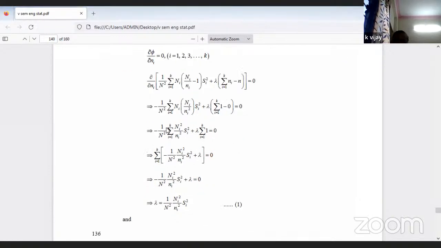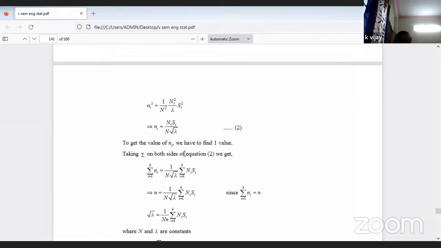So therefore, 1 by n square summation of i equal to 1 to k, ni minus n square s square. So 1 by n square summation of i equal to 1 to k, ni square by ni square plus si square. Where from, we brought the 1 square outside inside, right? This minus 1 by square we brought inside, is equal to 0. So therefore minus 1 by square plus n by square 1. So simplifying, I am removing the summation of i equal to 1 to k. Therefore, simplifying, lambda is equal to... plus becomes minus plus when it goes to the other side, so 1 by n square. This is equation 1.